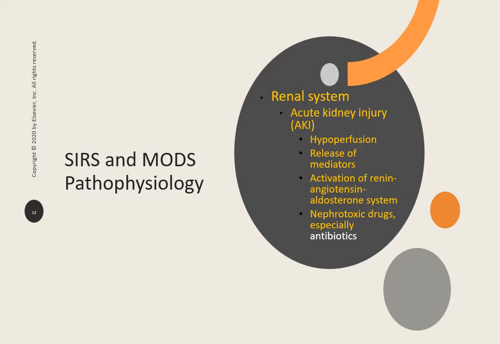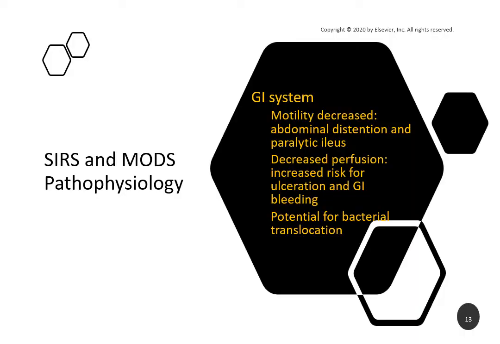The GI tract plays a key role in the development of MODS. GI motility is often decreased in critical illness, causing abdominal distension and paralytic ileus. In the early stages of SIRS and MODS, blood is shunted away from the GI mucosa, making it highly vulnerable to ischemic injury. Decreased perfusion disrupts this normally protective mucosal barrier. This increases the risk of ulceration, GI bleeding, and bacterial movement from the GI tract into the circulation.